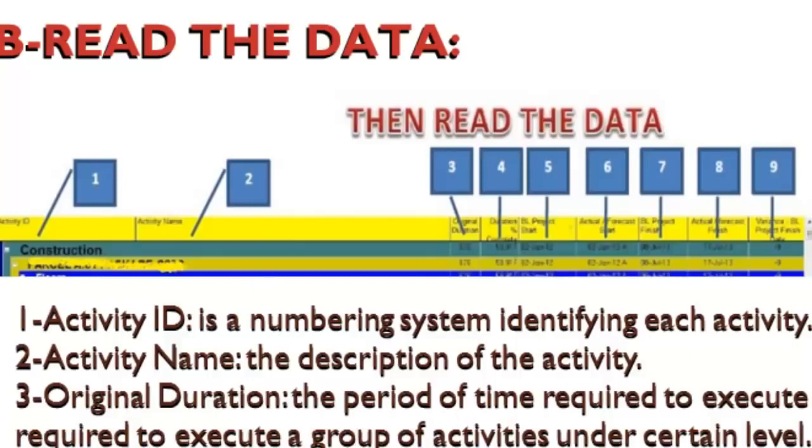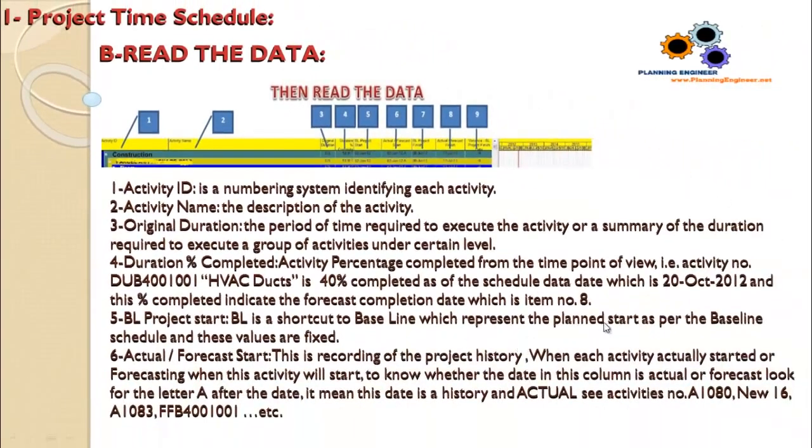Okay, 5, BL project start. BL is a shortcut for baseline, which represents the planned start as per the baseline schedule, and these values are fixed. Column 6, actual/forecast start. This is a recording of the project history, when each activity actually started, or forecasting when this activity will start. To know whether the date in this column is actual or forecast, look for the letter A. If you find a letter A below, it means actual. If you don't find a letter A, it means it is a forecast date.